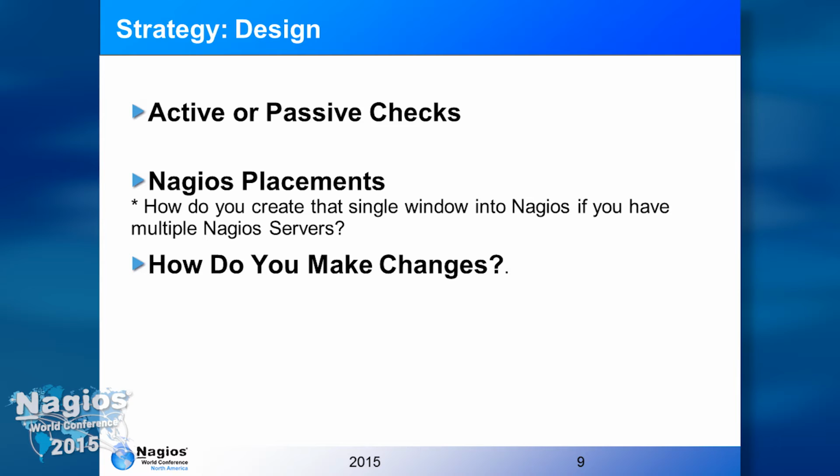Where are you going to place Nagios? Is there going to be a Nagios in every data center? How are you going to see one pane of glass? Are you going to use Nagios Fusion? Are you going to use federated monitoring? What kind of resources do you need for your Nagios server? There's a lot of decisions that need to be made here. What can you do if you have to expand on those resources? How do you make changes?